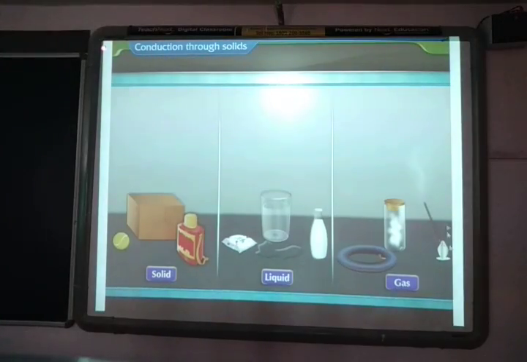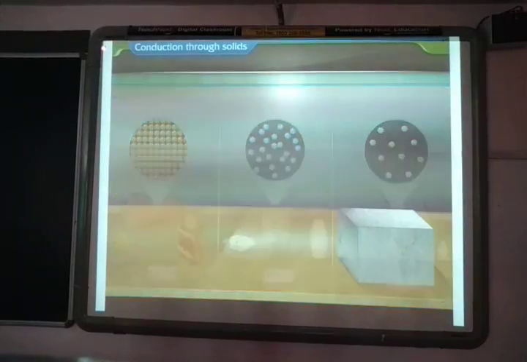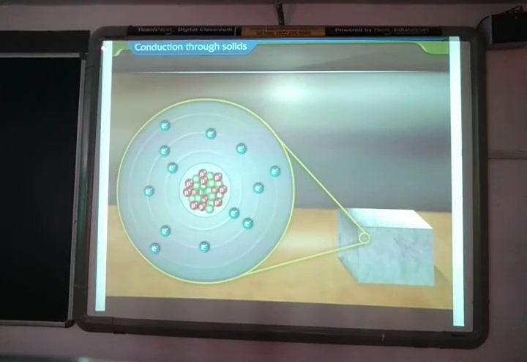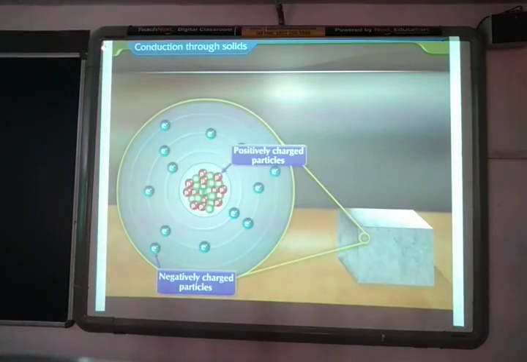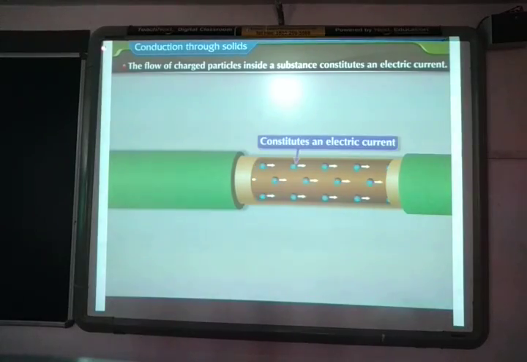We all know that matter is composed of atoms, and every atom consists of charged particles. There exist two types of charged particles: positively charged particles and negatively charged particles. The flow of negatively charged particles inside a substance constitutes an electric current.